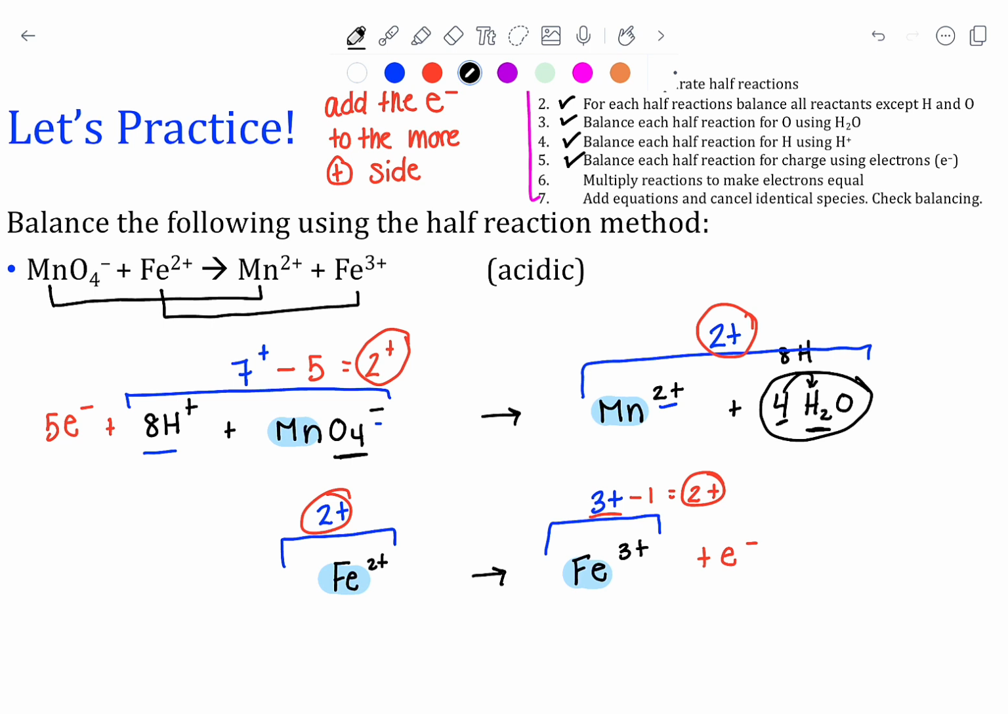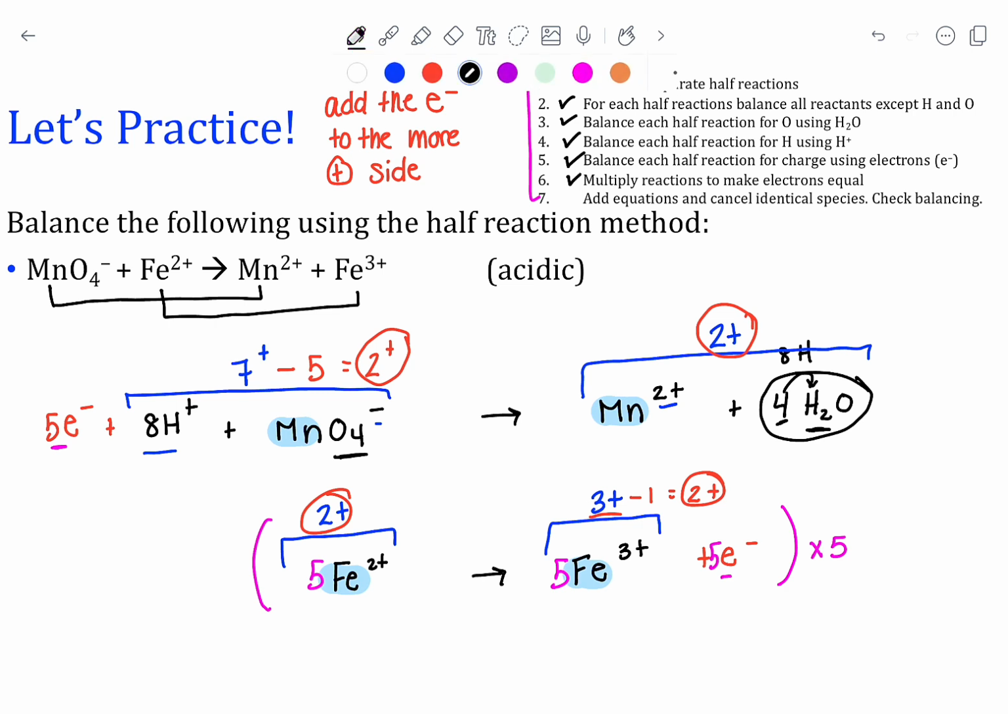Our next step tells us that we need to multiply the reactions to make the electrons equal. Well, in my first reaction, I used 5 electrons, and in my second reaction, I used 1 electron. So I need to multiply this whole second reaction by 5 so that I get 5 electrons equaling 5 electrons. So that would end up being 5 iron, 5 electrons. So that is our 6th step.